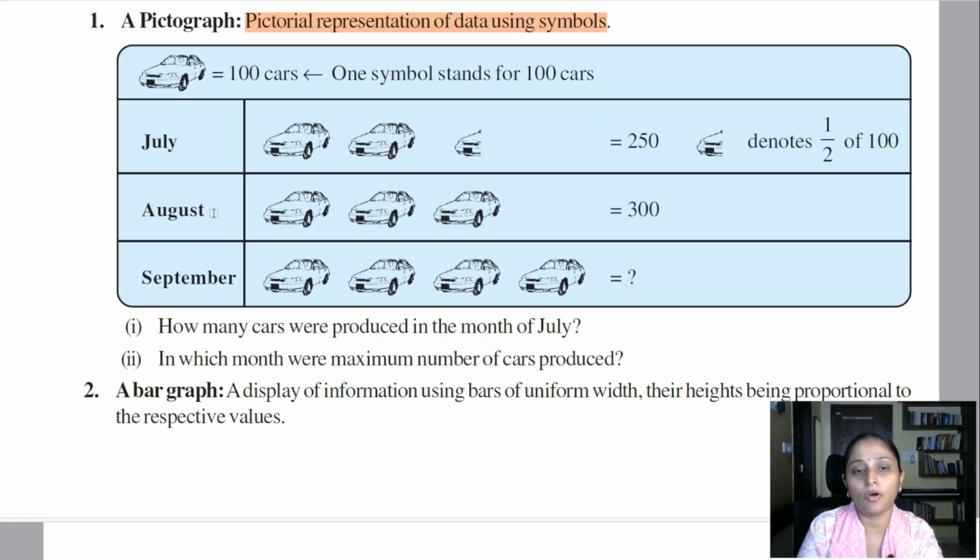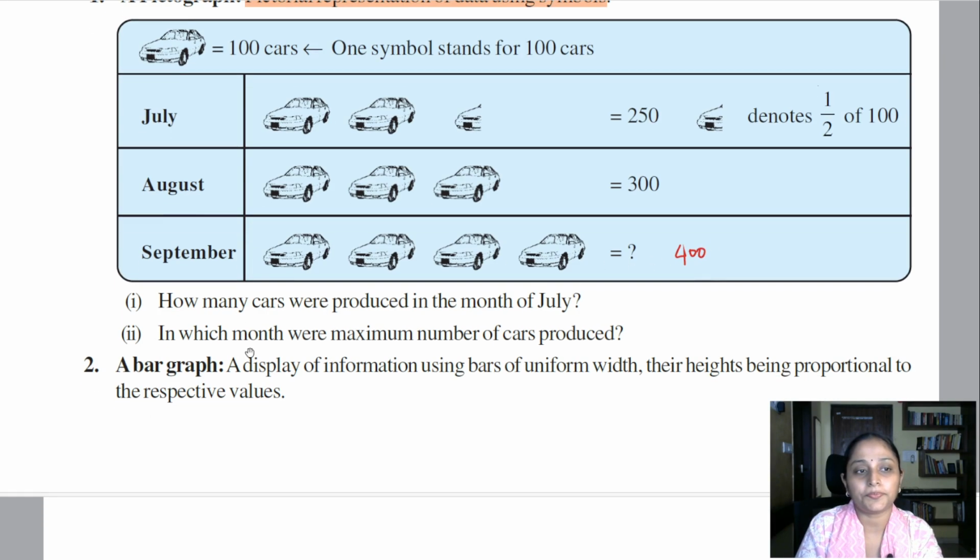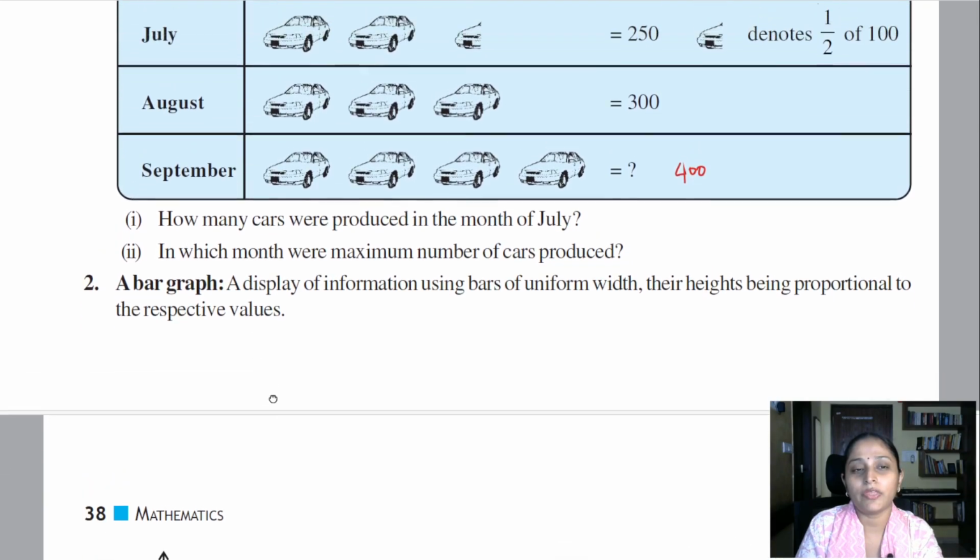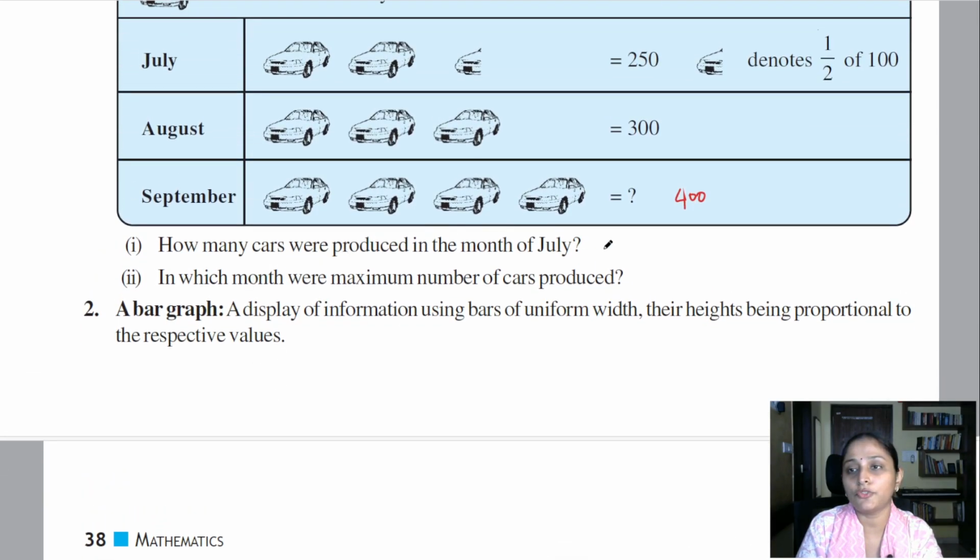So similarly in August you have 3 cars, therefore it is 300. In the month of September you have 4, therefore it is 400. So this is nothing but a pictograph, right? Next. So if they ask you how many cars are produced in the month of July, the answer is 250. In which month were the maximum number of cars produced? The answer is September, right? So this is nothing but a pictograph.